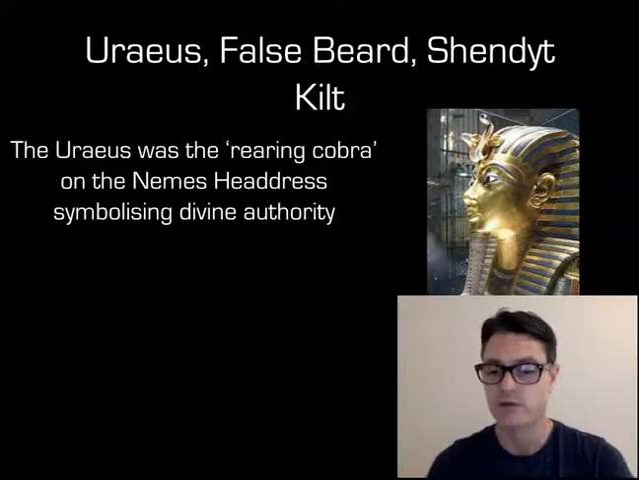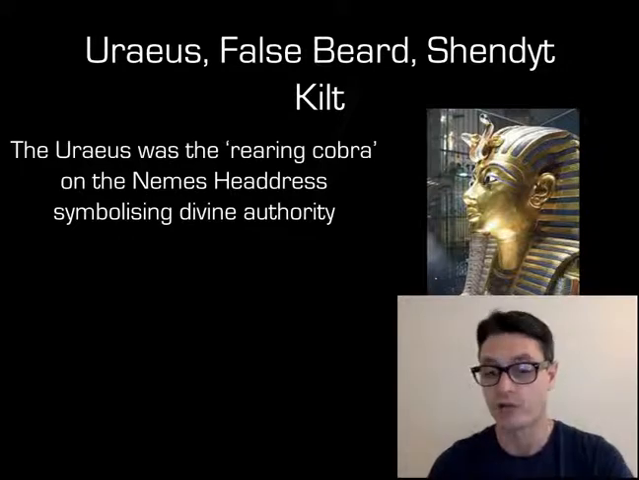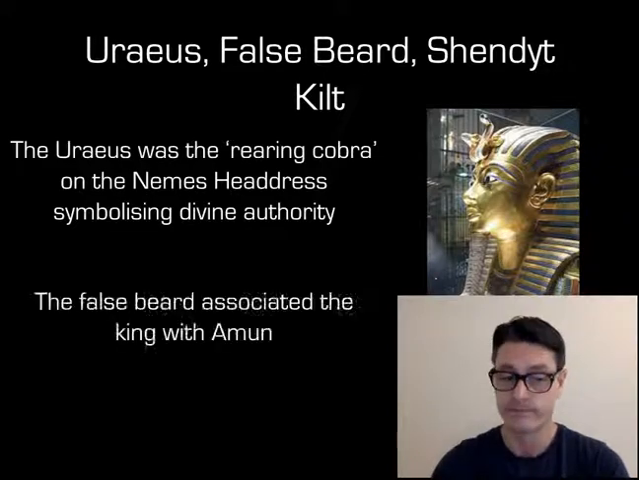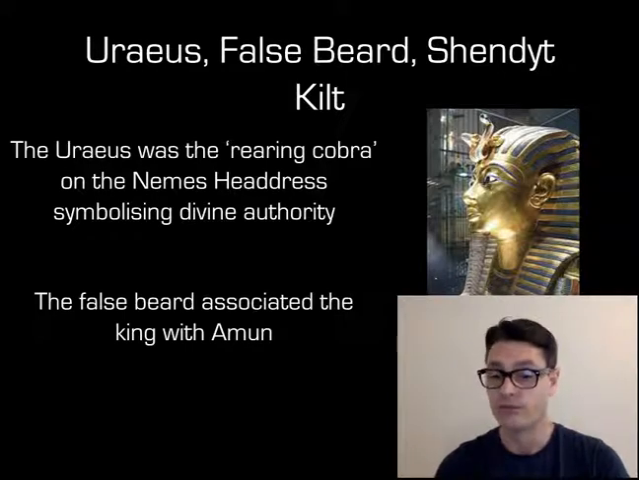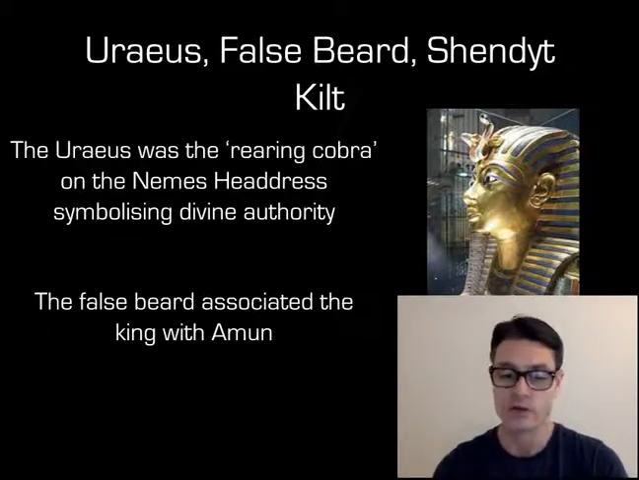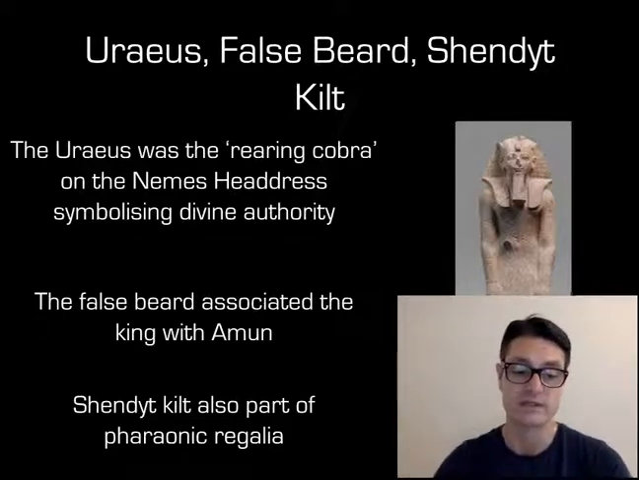And this is obviously an image of Tutankhamun, because he's a very typical image of what we're describing here, with the uraeus on his forehead there, which is the rearing cobra, usually on the Nemes headdress, but also on the kepresh, which is the blue war crown. And that's symbolic of divine authority. The false beard: they didn't grow a beard, but they wore a false beard, and that associated them with the god Amun, who had a beard. So it was a direct way for the king to really show that relationship with the god Amun. And finally, the shendit kilt was also a part of the expected pharaonic regalia. It was just a linen kilt that the king was expected to wear.